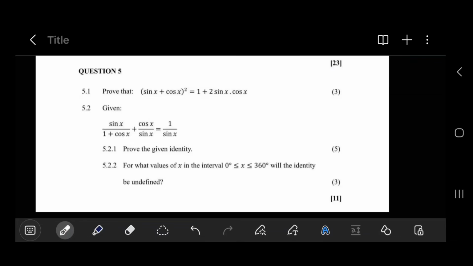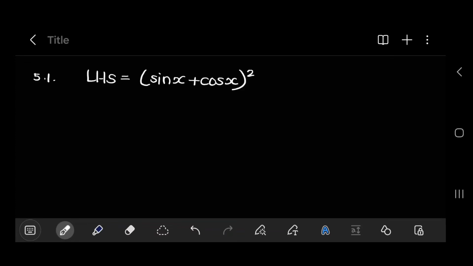We're on to question 5, and 5.1 says prove that sine x plus cos x all squared is equal to 1 plus 2 sine x cos x. So this is the kind of question where you need to prove the left-hand side is equal to the right-hand side. So for questions like this, you always start off by writing down which side you're going to start working with. In this case, it's the left-hand side.